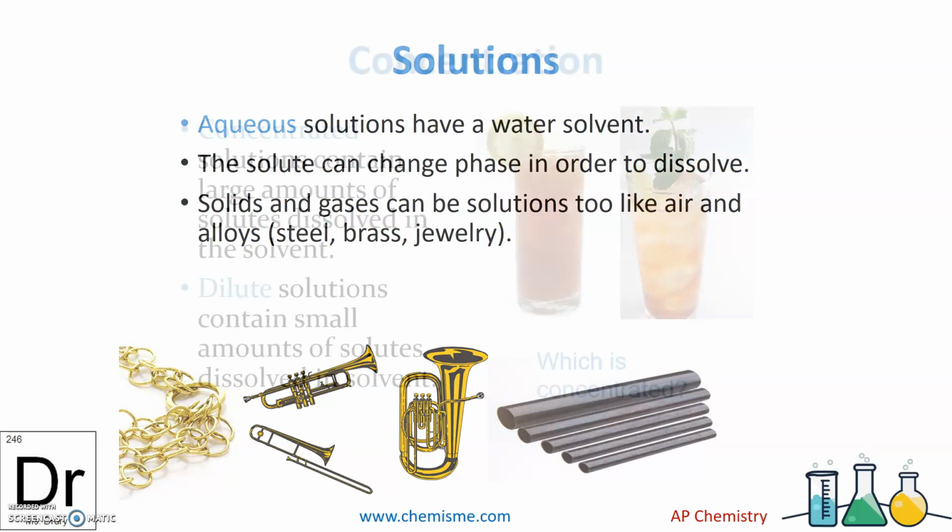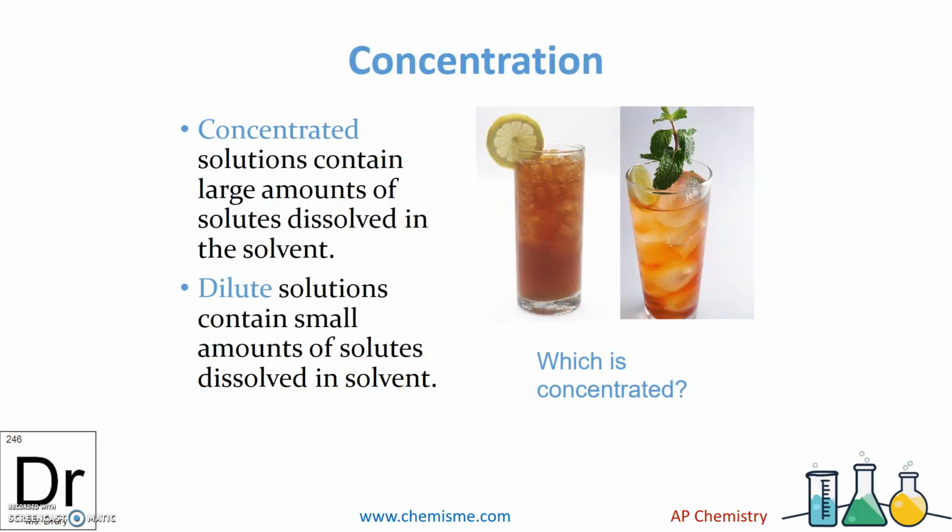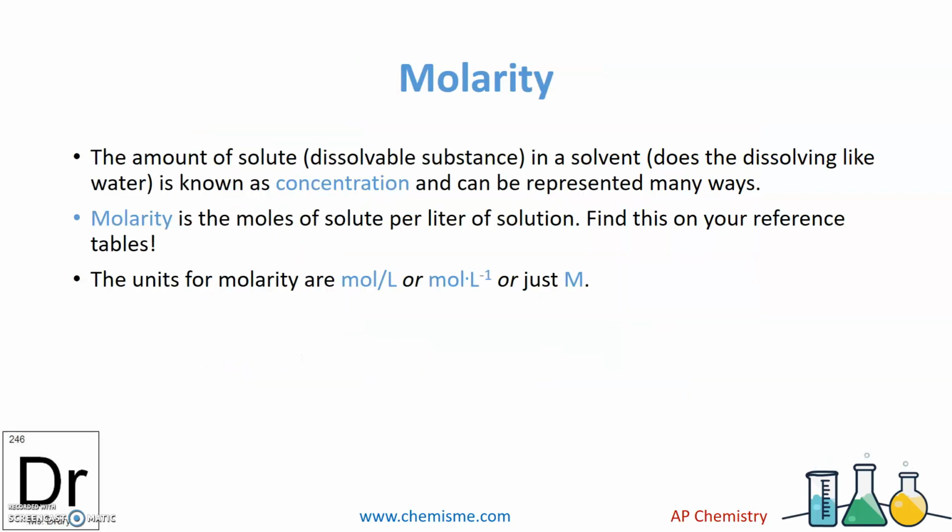Concentrated means solutions contain large amounts of solutes dissolved in, and dilute means it's mostly water or large amounts of solvent, less solute. So if you look at the 2 iced teas, since the one on the left seems to have more sugar dissolved since it's darker, we would say it's concentrated, and the one on the right would be more dilute.